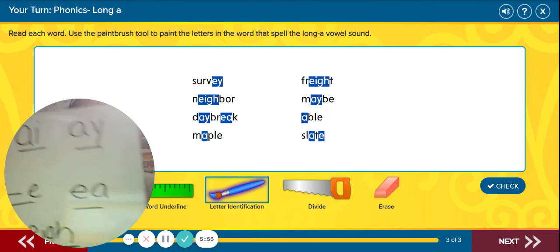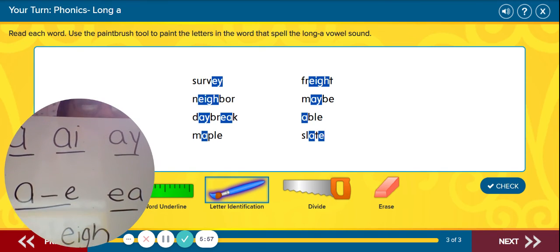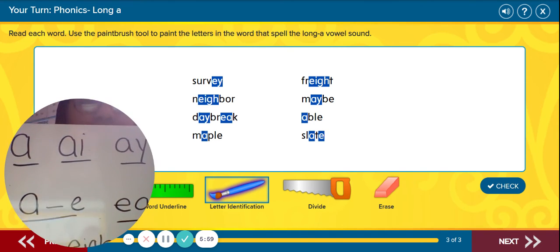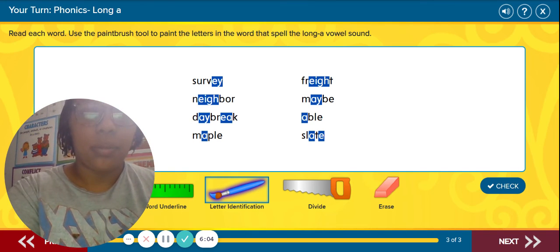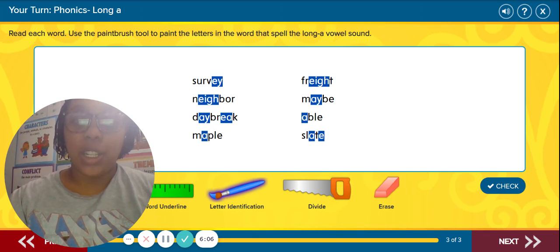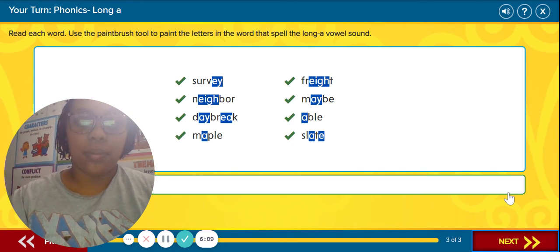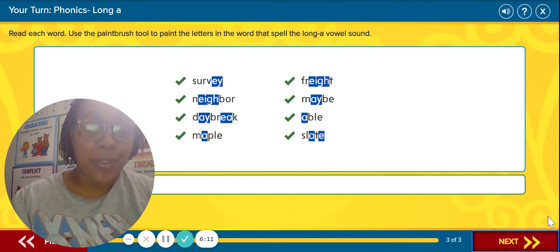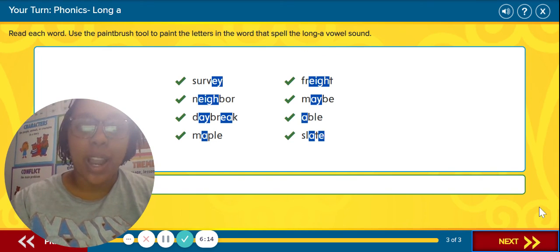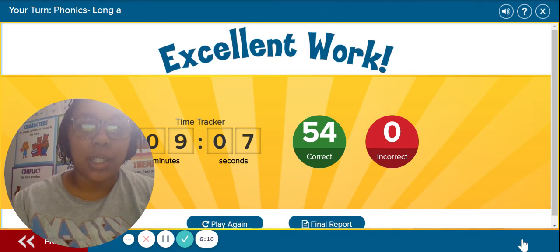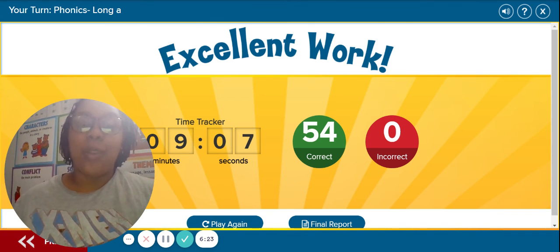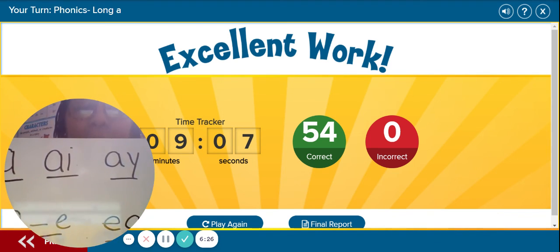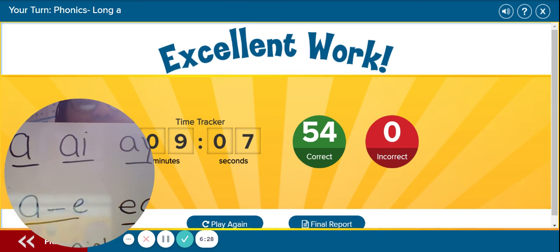Okay, fourth grade. Again, let's take a look at our list and make sure that we found all of the correct patterns. Let's hit check. Good job. All right, fourth grade, you did it. We were able to get through all of our pages with 54 correct answers. We did it. We're amazing. I'm amazing. You're amazing. Everyone's amazing. And we were able to really conquer and master our long A patterns.